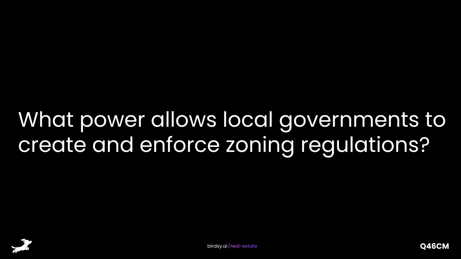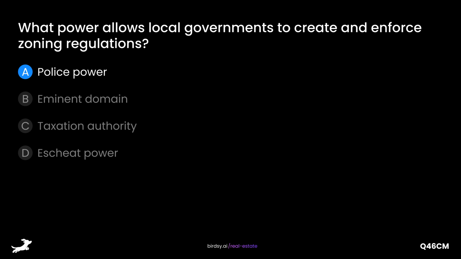What power allows local governments to create and enforce zoning regulations? Is it A, police power, B, eminent domain, C, taxation authority, or D, Escheat power? The answer is A, police power.